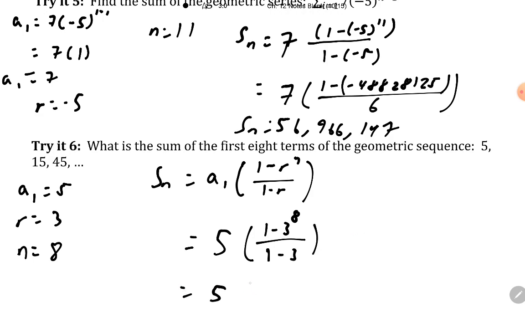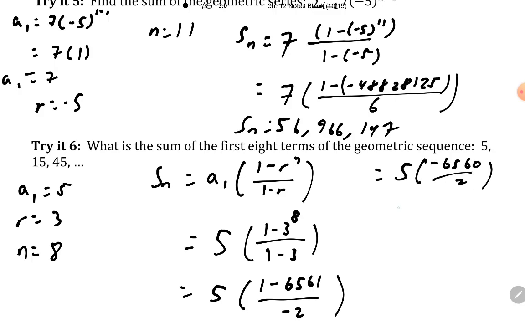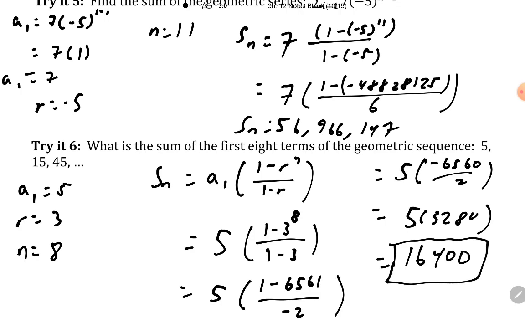This will give me 5 times the quantity 1 minus 6,561 over negative 2. So this is 5 times the quantity negative 6,560 divided by 2, which is 5 times 3,280, which is 16,400. This is the sum of the first 8 terms in this sequence.